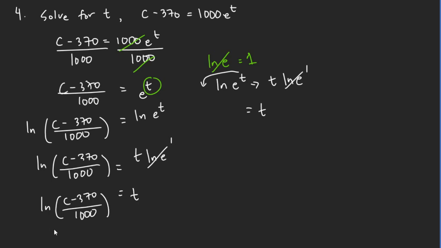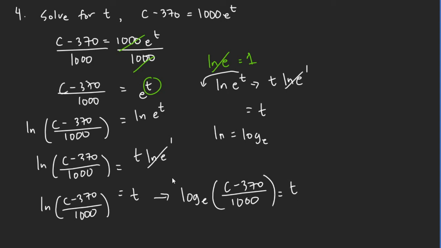So you just solve for the value of t. Now, if you want to express this as logarithm, you can state that ln is also equal to log of e, right? So you can write log of e instead. So log of e, c minus 370 over 1000. Because usually we look for the log or the logarithm of specific expression. So in this case, we have log of e of c minus 370 over 1000 is equal to t. So that's how we're going to solve for the logarithm.